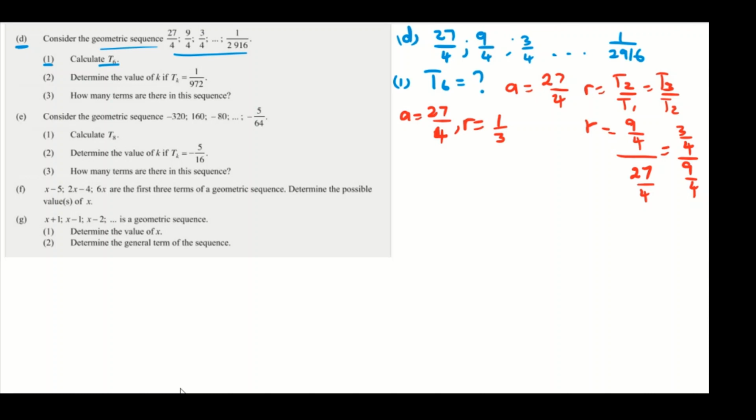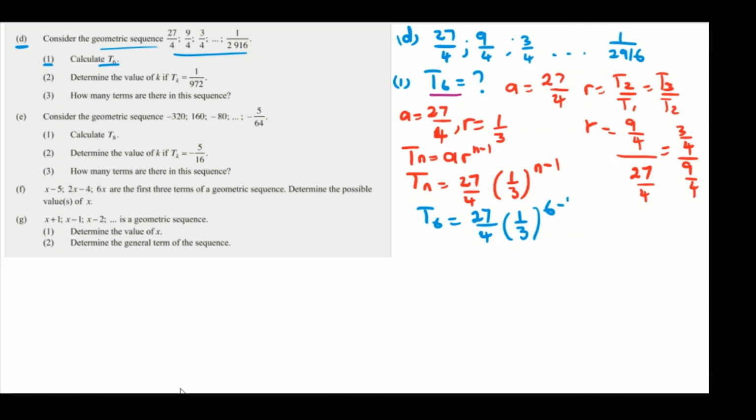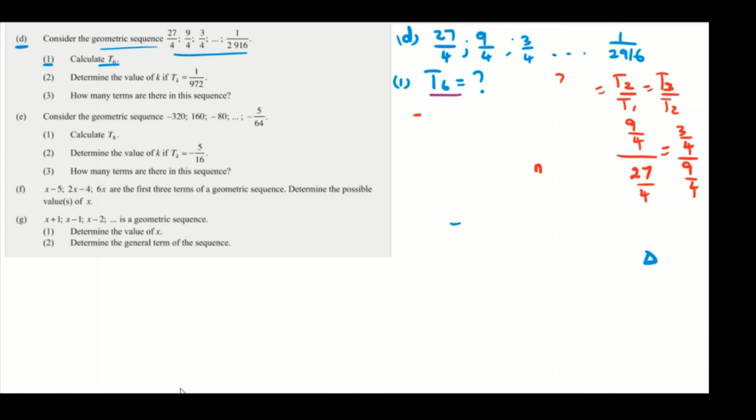So I have my A value, which is 27 over 4, and my R, which is 1 over 3. The general term is T n equals A R to the power of n minus 1, which is 27 over 4 into 1 over 3 to the power of n minus 1. And then now I can find my T6, right? So my T6 is equal to 27 over 4 into 1 over 3 to the power of 6 minus 1. Punch that into your calculator. You should get 1 over 36. So that is my final answer for this part of the question. We are done with this part. So my T6 is equal to 1 over 36.